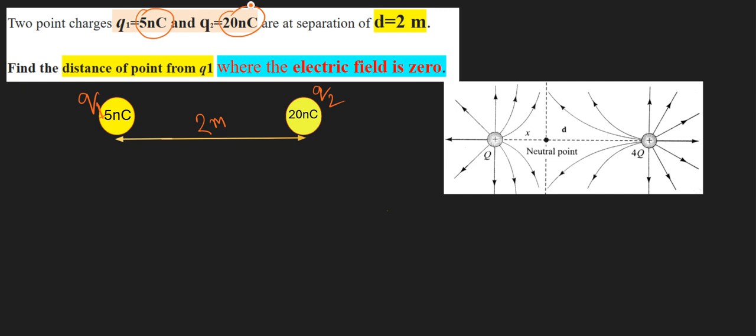As these two are like charges, obviously somewhere in between these two charges, in this line, the electric field will be 0. If I'm saying at this point, it means very close to 5 nanocoulomb, it means that 5 nanocoulomb is smaller. I'm not sure actually which one is smaller, 5 nanocoulomb or 20 nanocoulomb. If 20 nanocoulomb is smaller, it means very close to the 20 nanocoulomb the electric field will be 0.